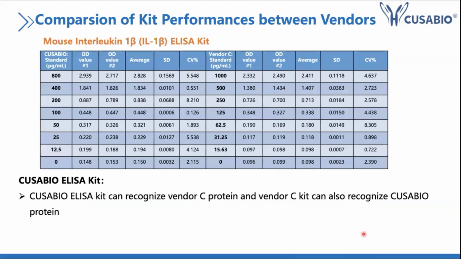The next case we take, for example, is the mouse interleukin-1 beta ELISA kit.